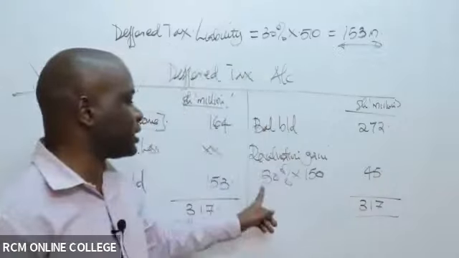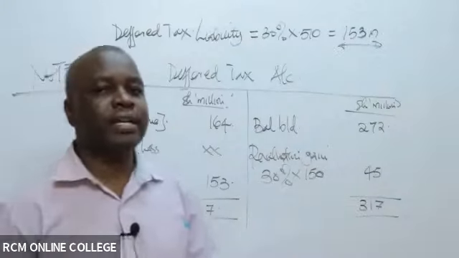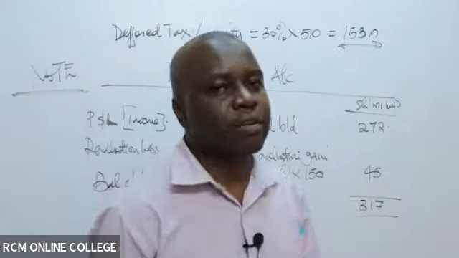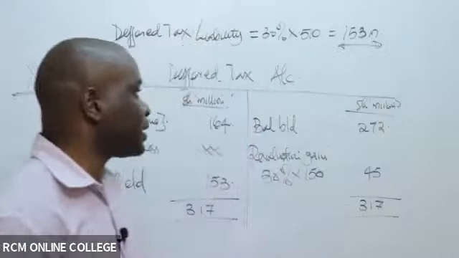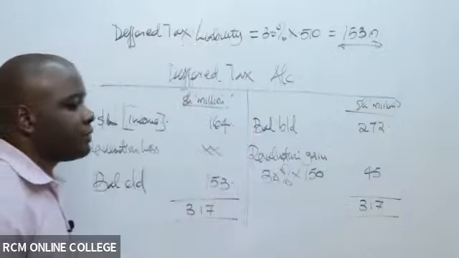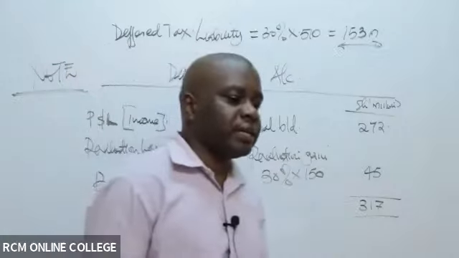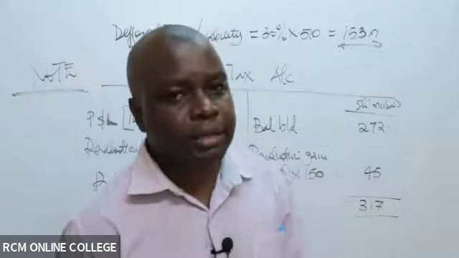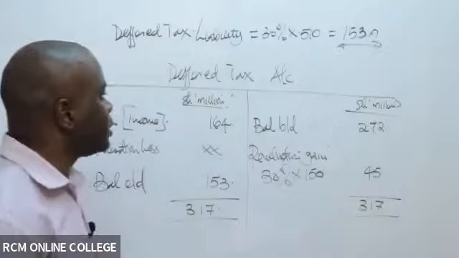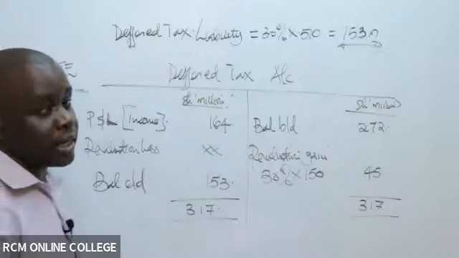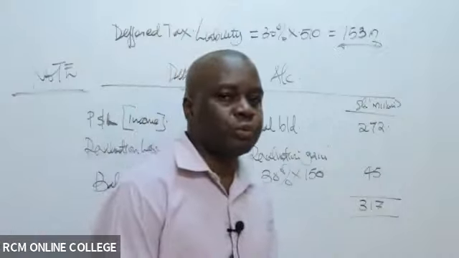So you have to consider the 30% on the gain. Any revaluation gain will be credited in the deferred tax account with the deferred tax on the gain. So that is note number one. Then note number two.